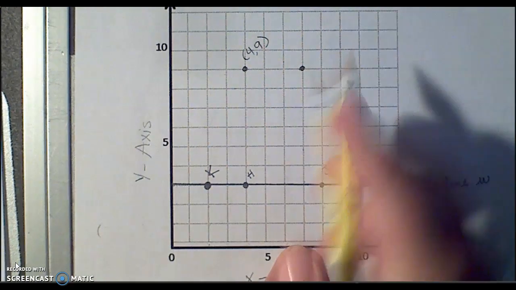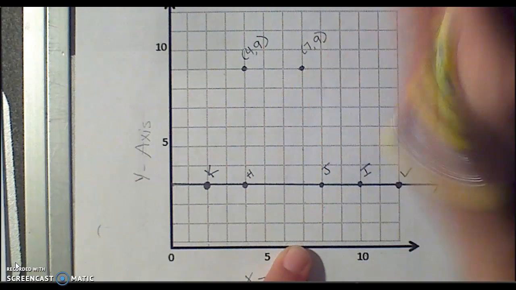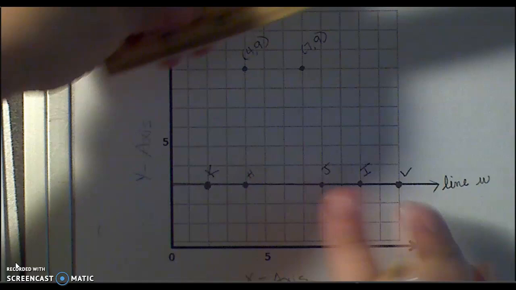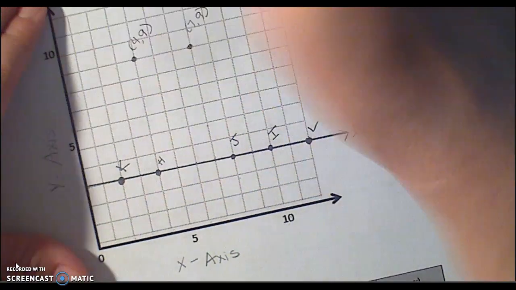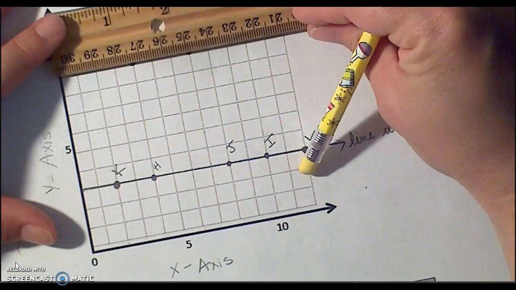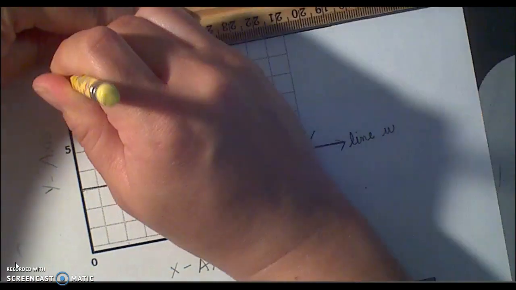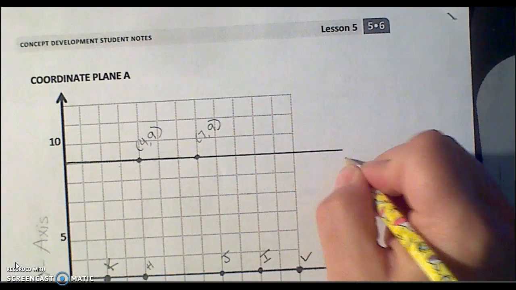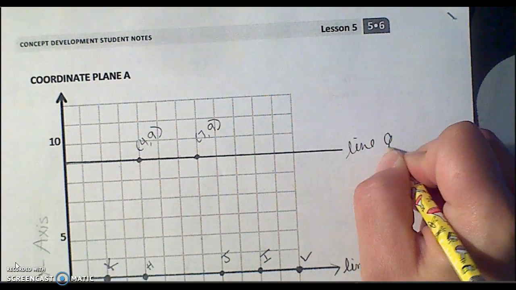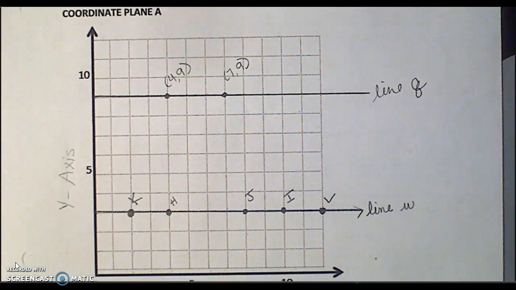And do you notice these two are already on the same line? I am going to trace my line through those points. And this is line Q. And line Q is parallel to line W.